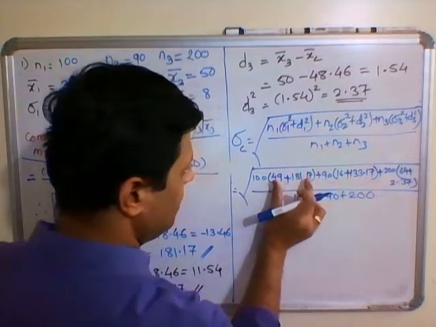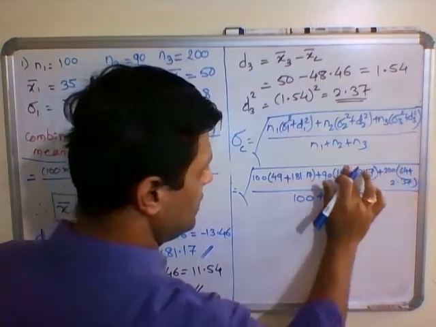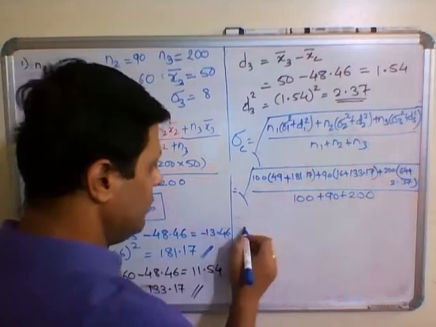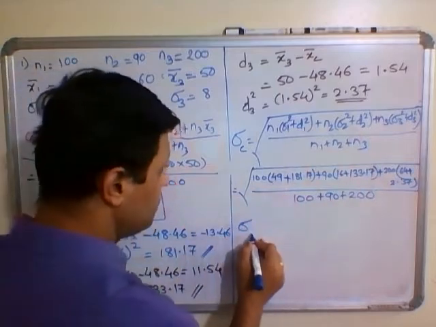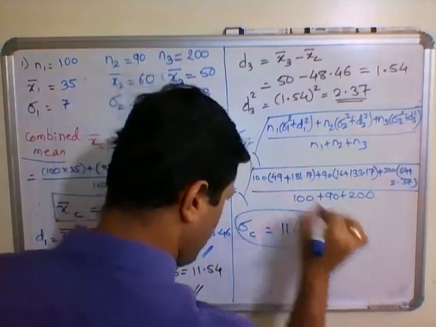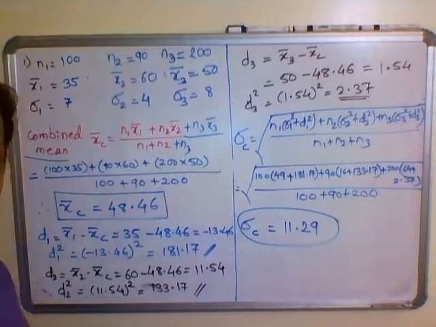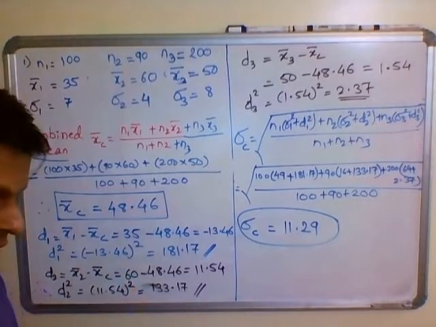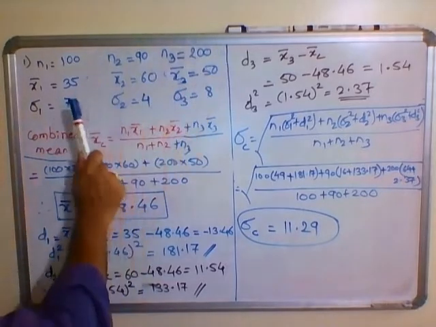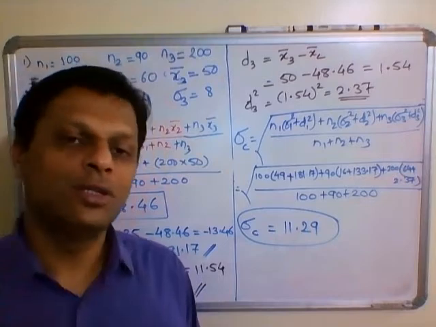So if you solve the first bracket multiplied by 100, the second bracket multiplied by 90, the third bracket multiplied by 200, you get the answer for the numerator. Divided by 390 and then take the square root. Don't forget to take the square root. Then we get the answer of combined standard deviation as 11.29. So the first sum we had for 2 data sets, the second sum we had for 3 data sets. It is easy if we follow the procedure, that is defining all these values properly. This step is very important. If you do not define data values properly, then the substitution will go wrong.